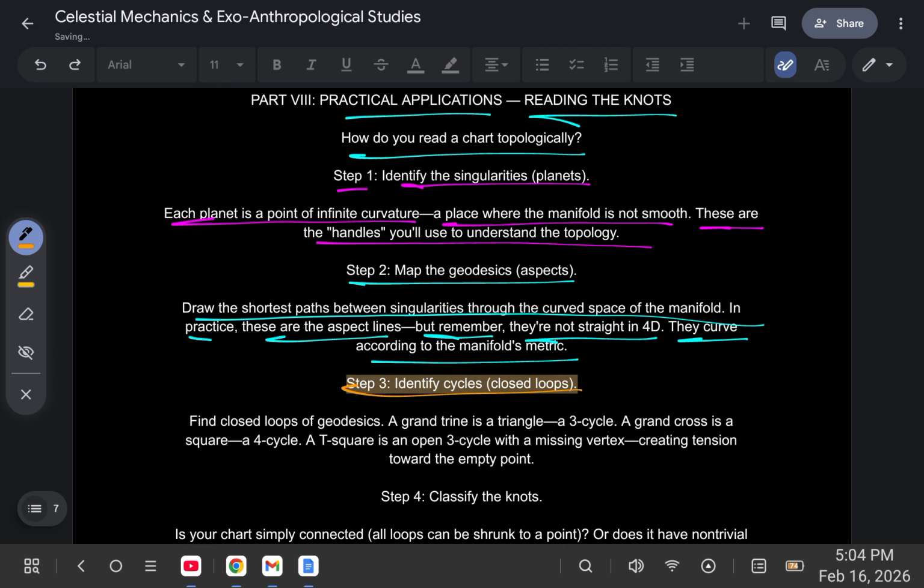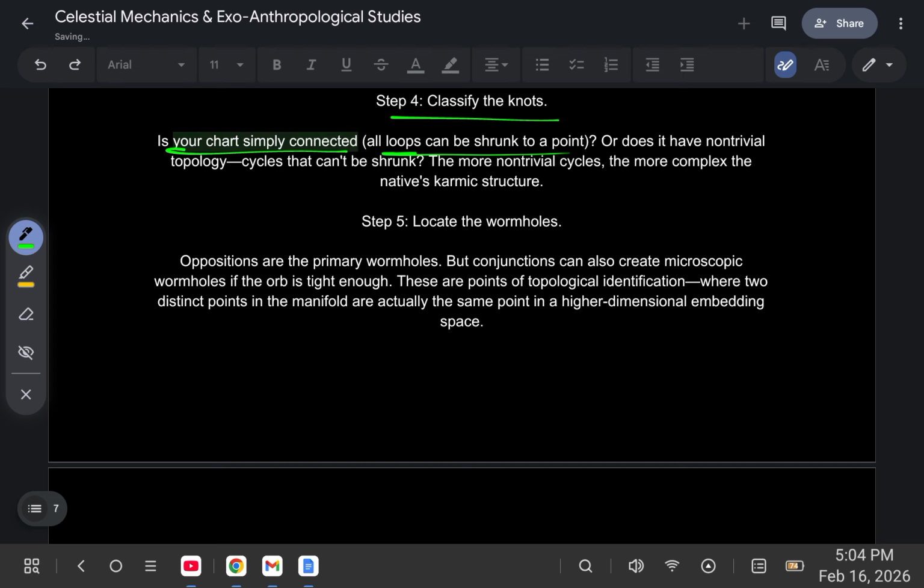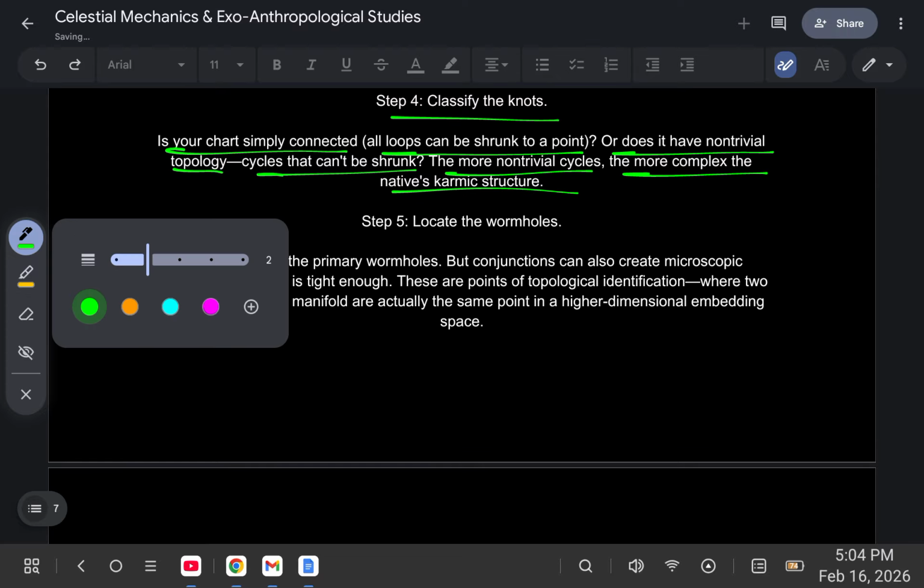Step 4, classify the knots. Is your chart simply connected? All loops can be shrunk to a point, or does it have non-trivial topology, cycles that can't be shrunk? The more non-trivial cycles, the more complex the native's karmic structure.